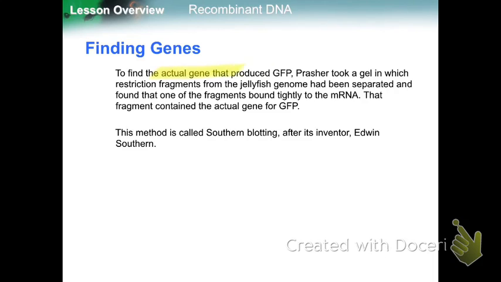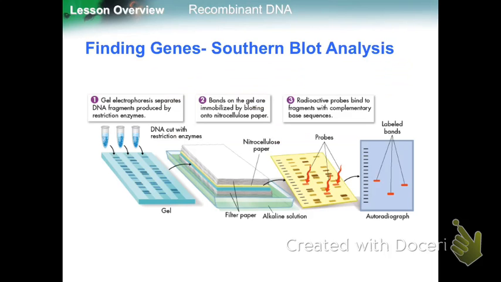So then, to find the actual gene, he took a gel in which restriction fragments from the jellyfish genome had been separated and found that one of those had bound tightly to the mRNA. That was the gene for GFP. This method is called Southern blotting, after its inventor, Edwin Southern.